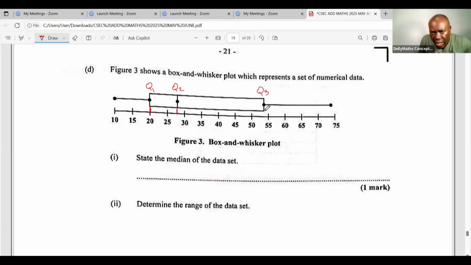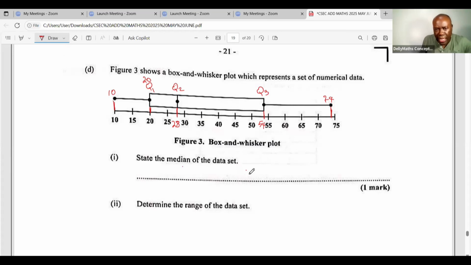This is not really on a number, but we could come up with where it is. You could see where the numbers fall. This is 10. This is at 20. This is somewhere between 25 and 30, so we probably could go 27 or 28. This is about 54. This is about 74 as well. So when they say state the median, that is Q2.